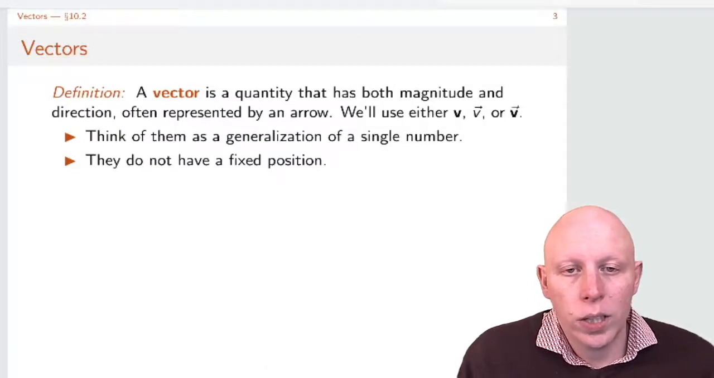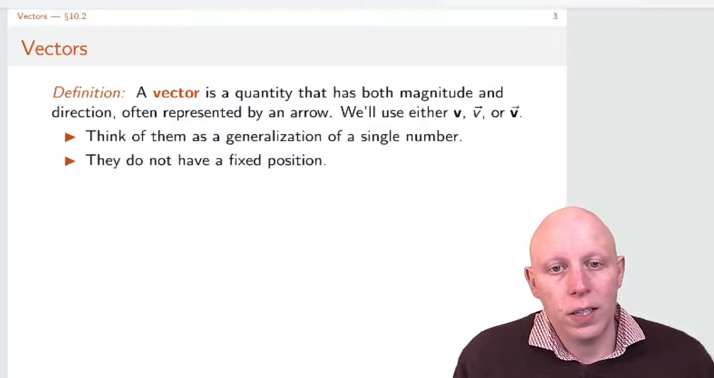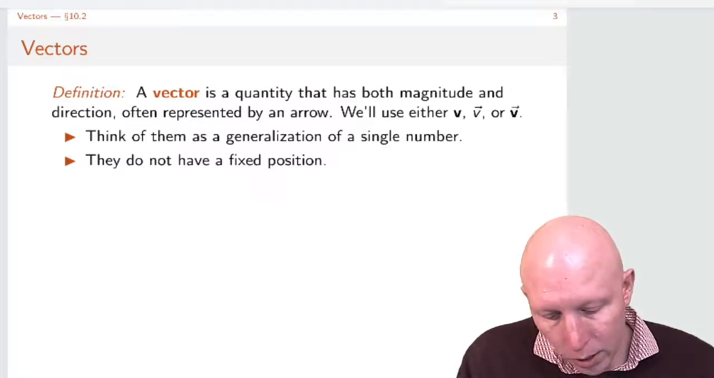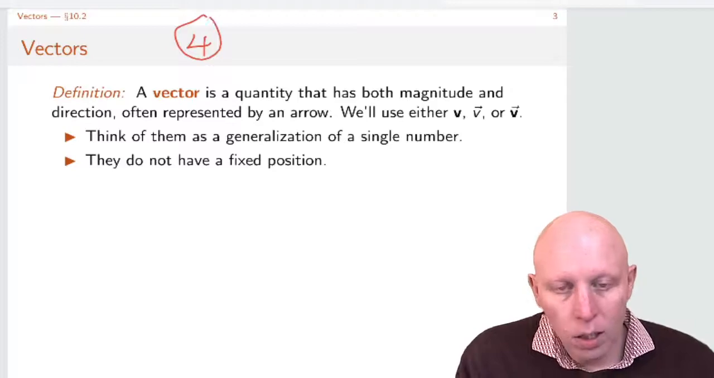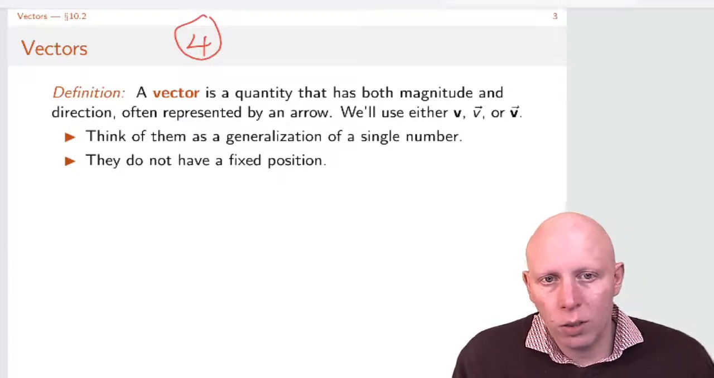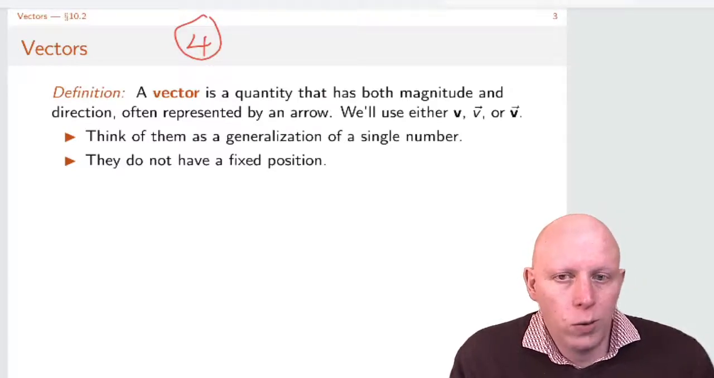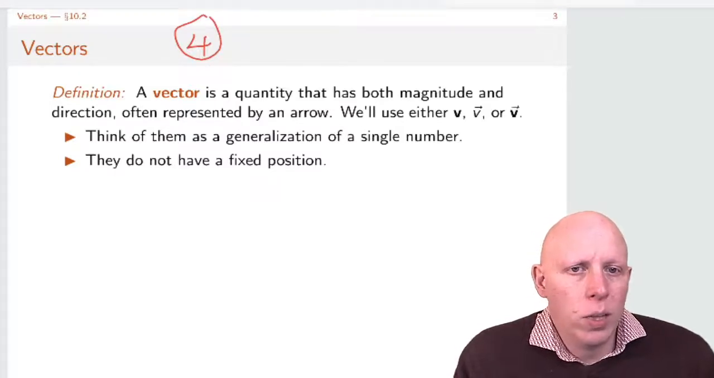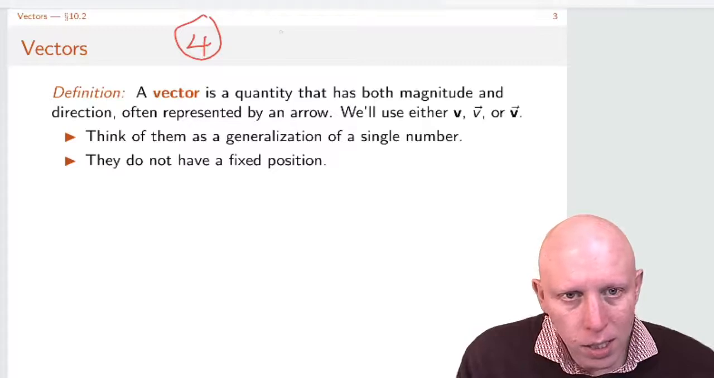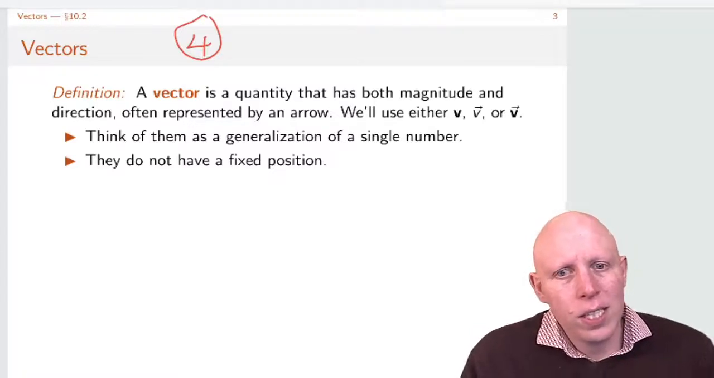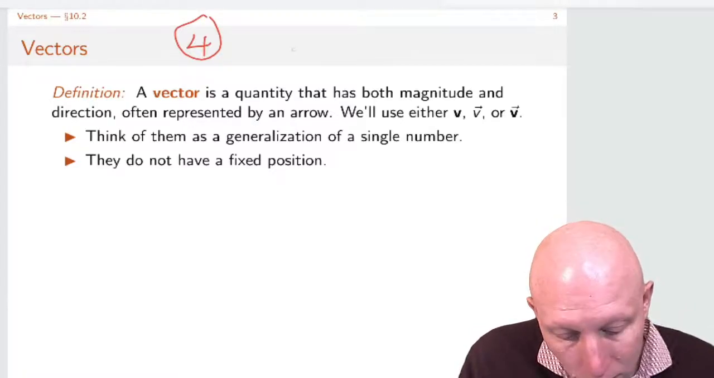Alright, let's do a quick introduction to vectors. We're used to thinking about numbers, a number like 4, right? A number like 4 represents 4 things, but 4 can also represent the amount of steps you can move in a direction.